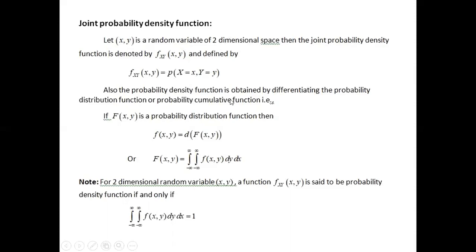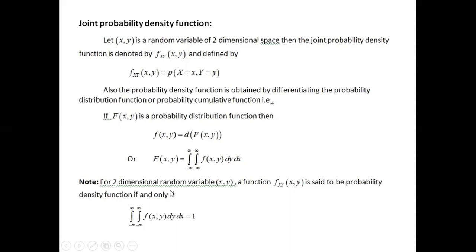Also, the probability density function is obtained by differentiating the probability distribution function, which we can also call the cumulative distribution function. That is, if capital F(x, y) is a probability distribution function, then the density function small f(x, y) equals the derivative of capital F(x, y), or capital F(x, y) equals the double integration from minus infinity to plus infinity, minus infinity to plus infinity of small f(x, y) dx dy.